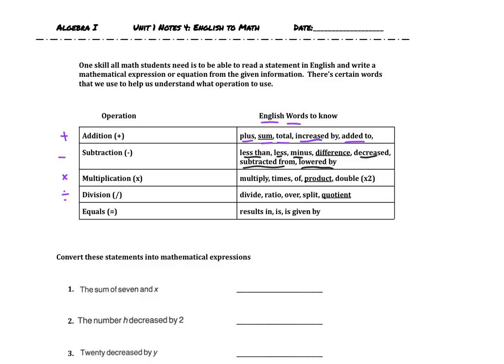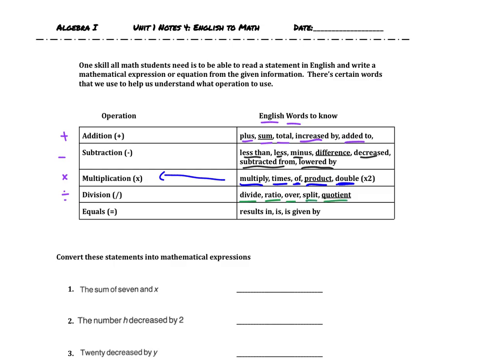Multiplication: multiply, times, of is a big one. If you see of, that needs to be a dead giveaway. That is multiplication. That's one that a lot of kids like to miss. Product, double or triple. Double means times 2, triple means times 3. That's one that some kids like to forget as well. For division: divide, ratio, over, split, quotient.